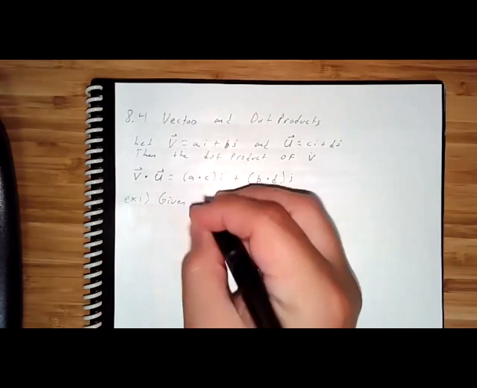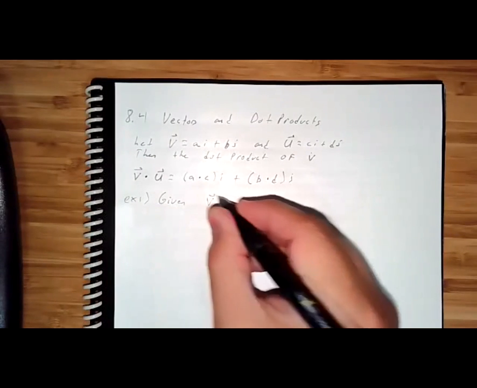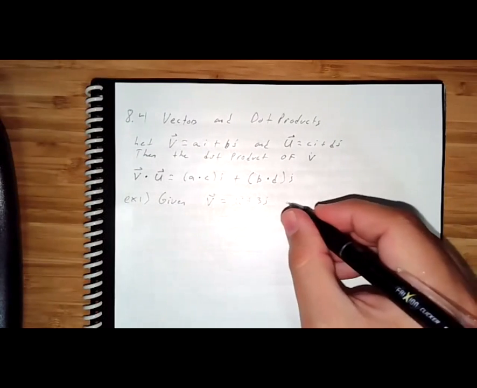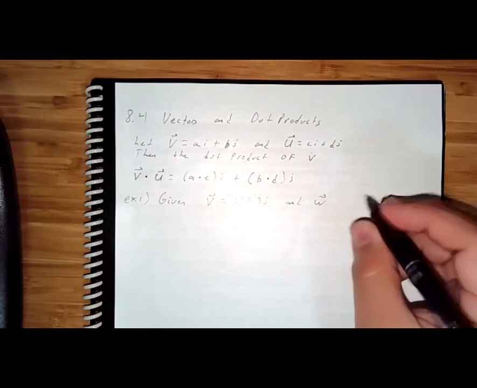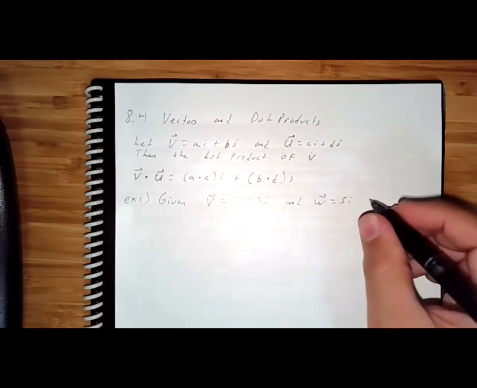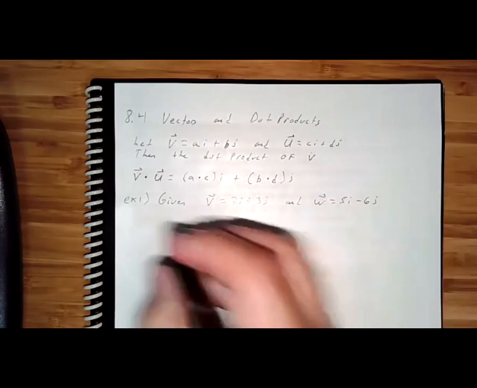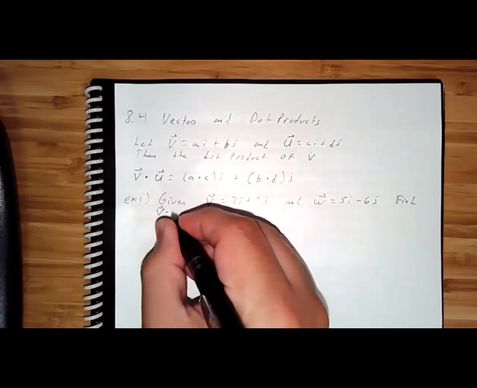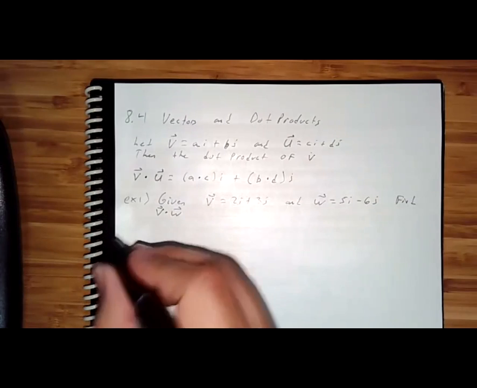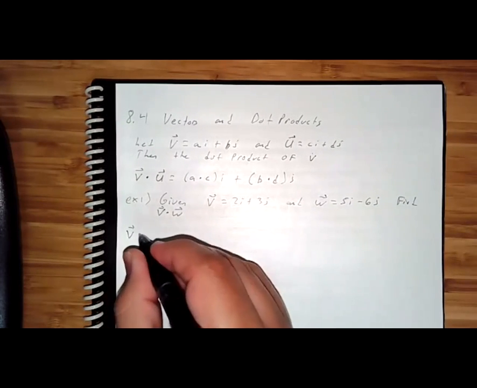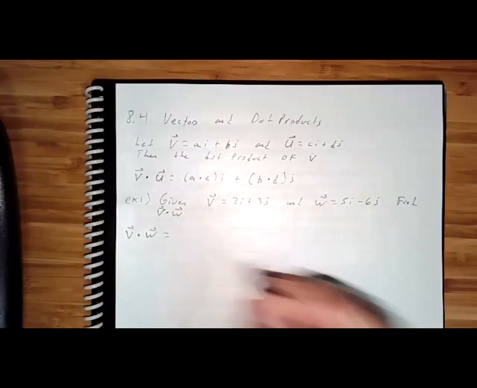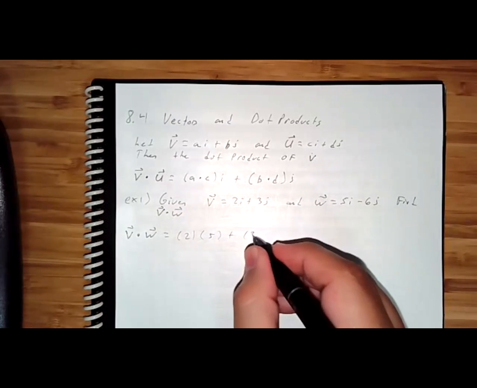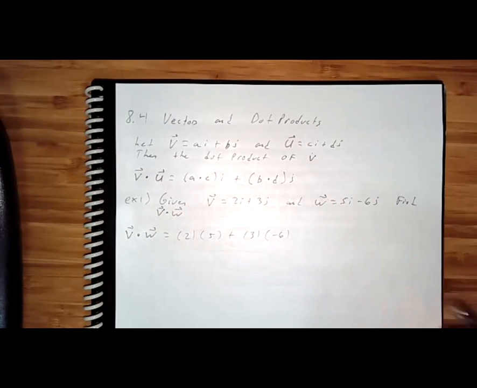So given vector v equal to 2i plus 3j and w equal to 5i minus 6j, find v dot w. So all you do is multiply the i's together and the j's together. That's it. So 2 times 5 plus 3 times -6.